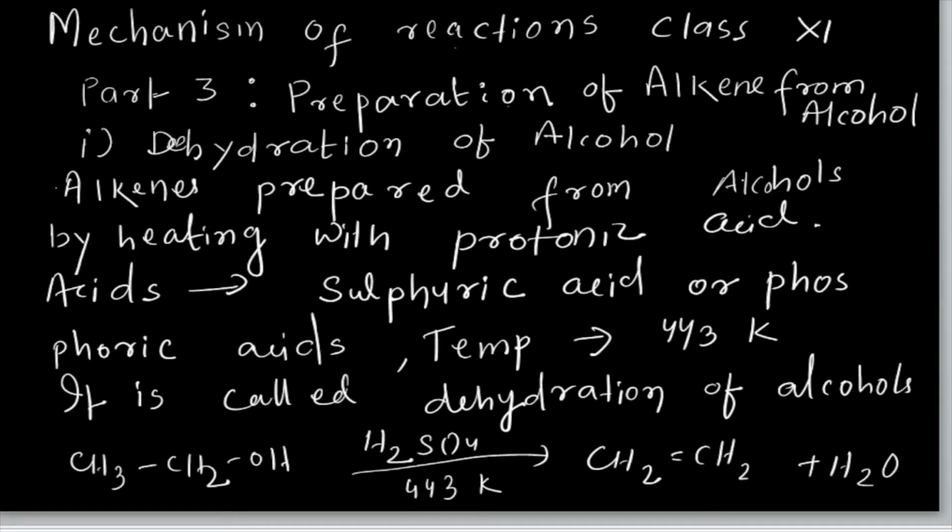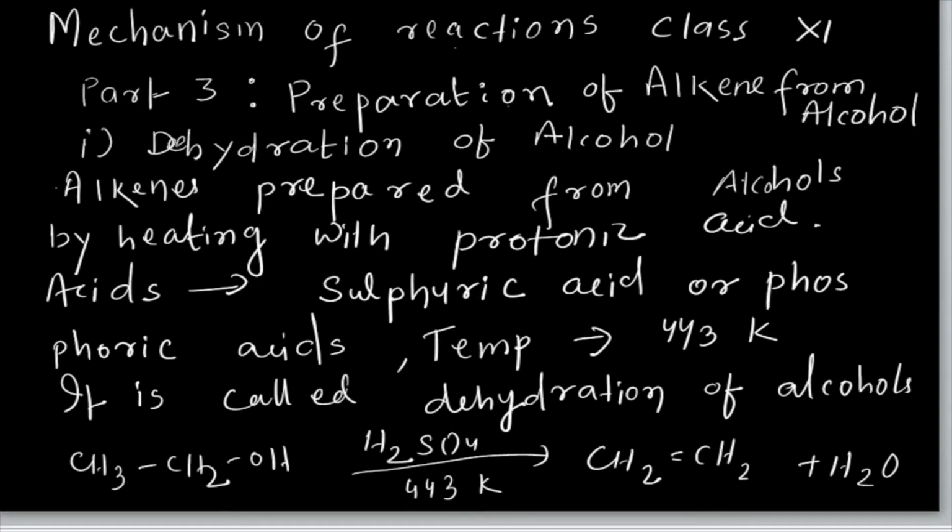Now I am going to explain the topic, mechanism of reactions for class 11. This is part 3, where I am going to explain preparation of alkene from alcohol. Already I have explained in part 1 and part 2 the addition of HBr to alkene and chlorination of methane. Now here, preparation of alkene from alcohol, what is the meaning? That means how we will get alkene from alcohol, and that is called dehydration of alcohol.